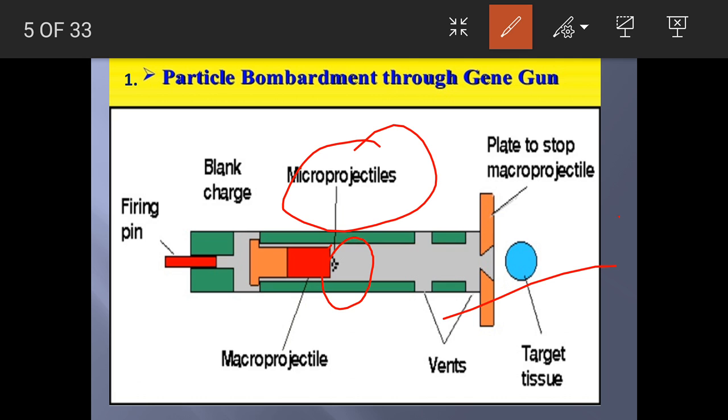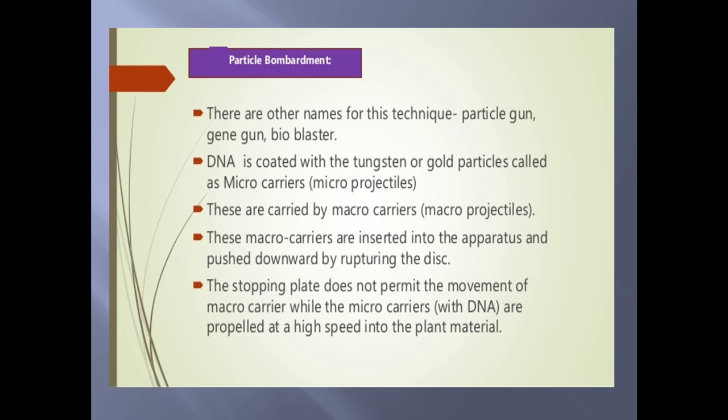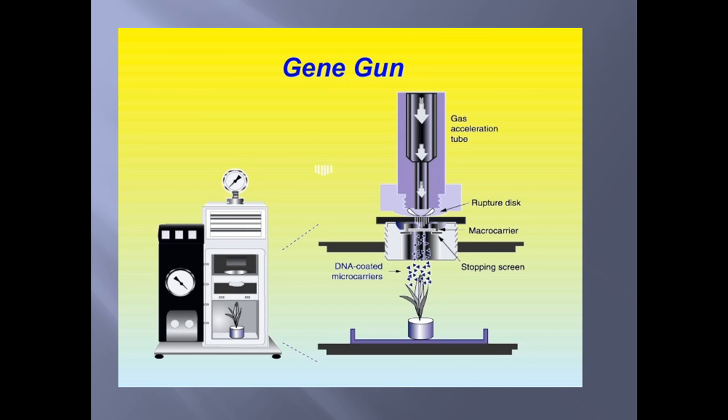In a later slide, other methods are also there, which we are going to study. You can find here what I have read. There are other names for this technique: particle gun, gene gun, bioblaster. The DNA is coated with tungsten or gold particles, which are called microcarriers, and these microcarriers are inserted in the projectiles, which are called the macrocarriers. They are inserted in the apparatus and pushed down by rupturing the disc. So this is all what I have discussed.